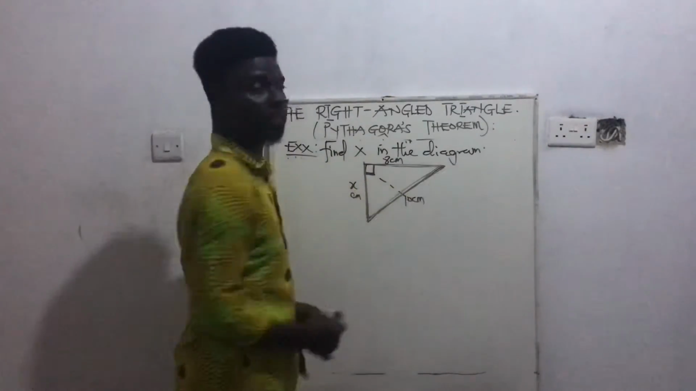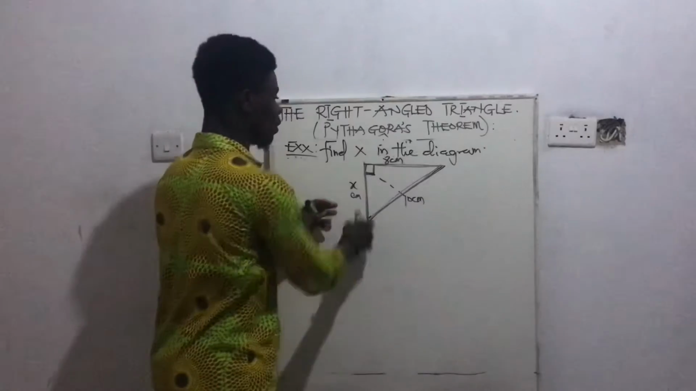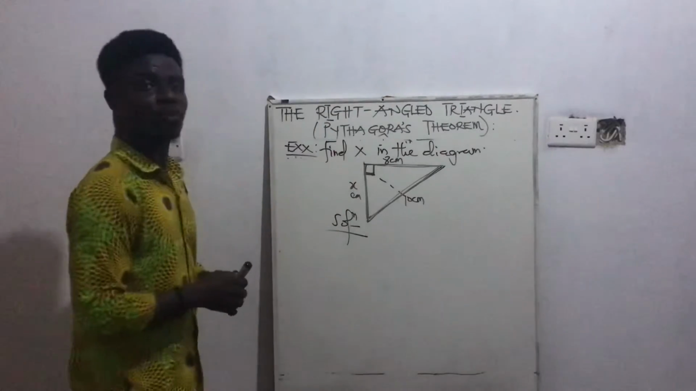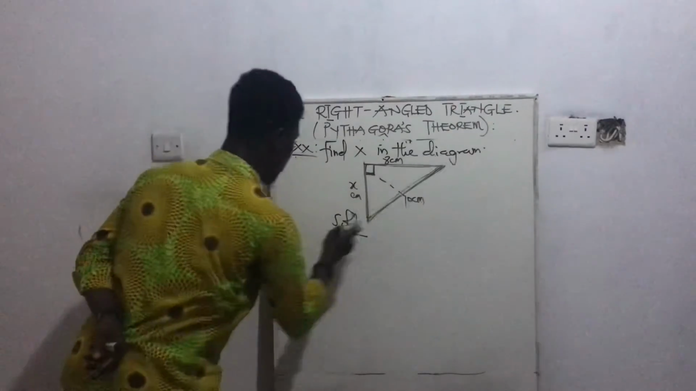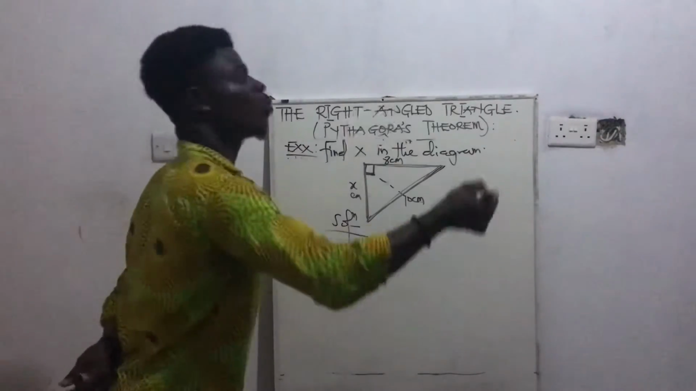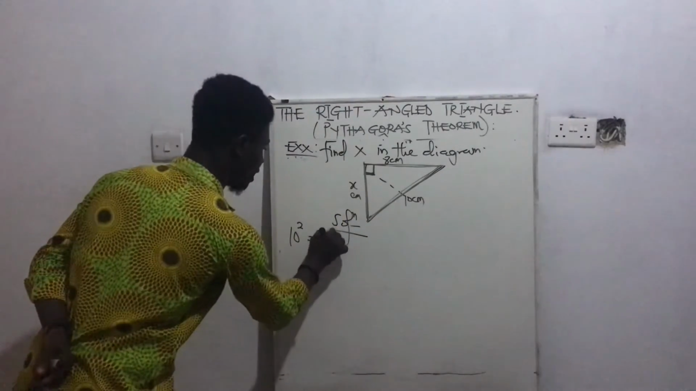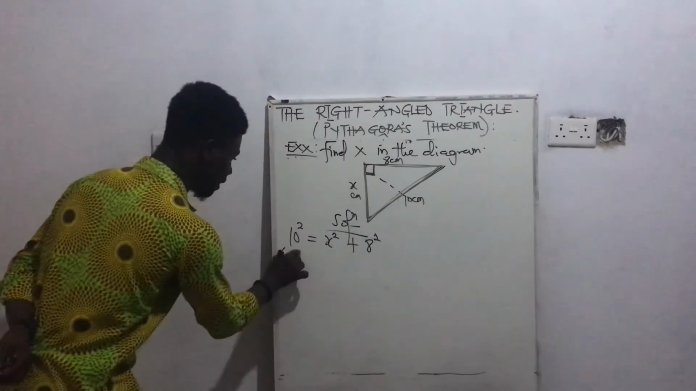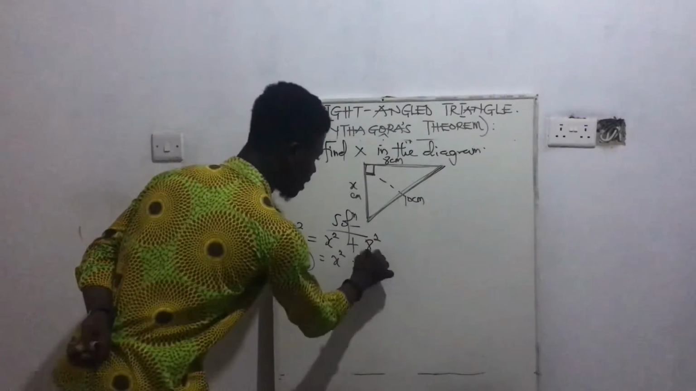So this is my hypotenuse. The square on this hypotenuse is equal to the sum of the squares on the other two sides. So now, solution. I'll start with my hypotenuse. So now it becomes 10 squared, which must be equal to the sum of the squares on the other two, or the shorter sides. So I have x squared plus 8 squared. 10 squared gives 10 times 10 equals x squared, you maintain, plus 8 squared means 8 times 8.